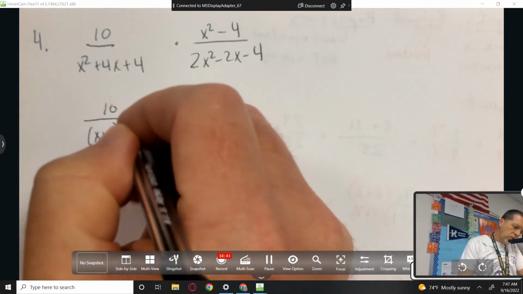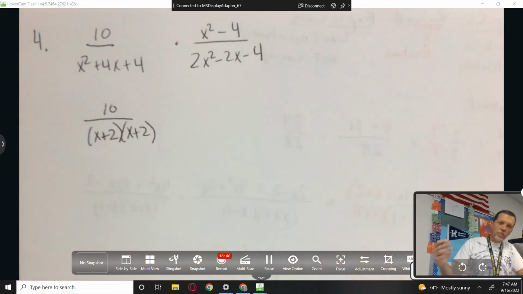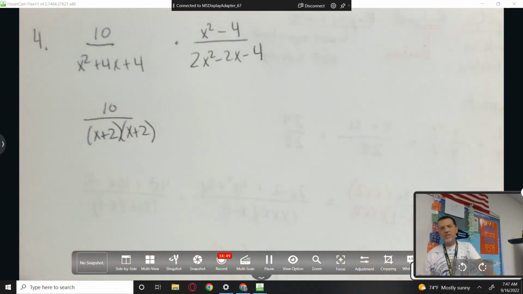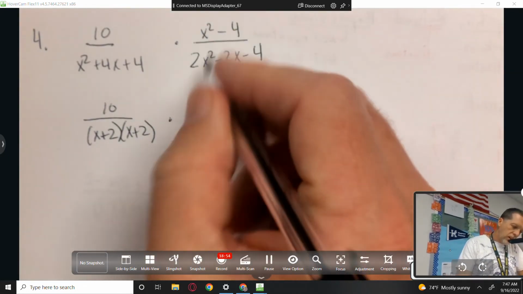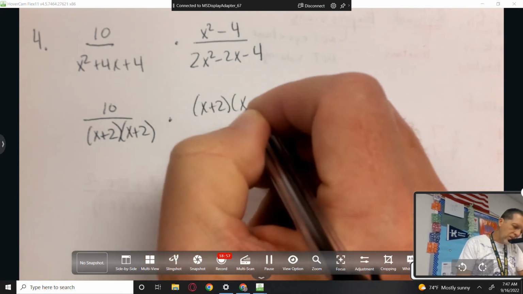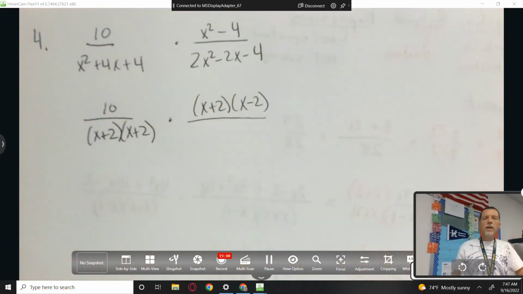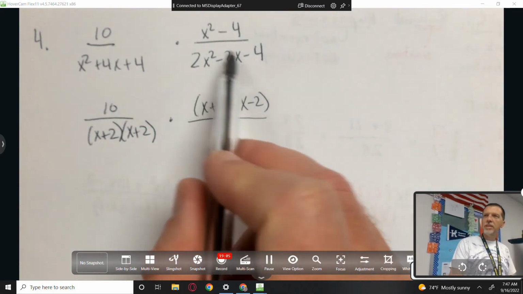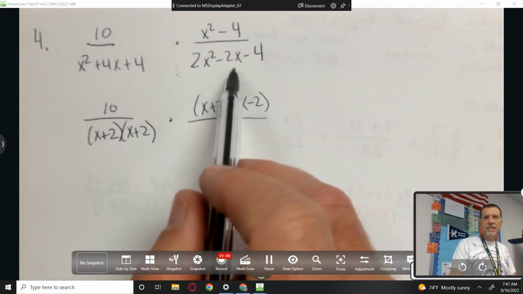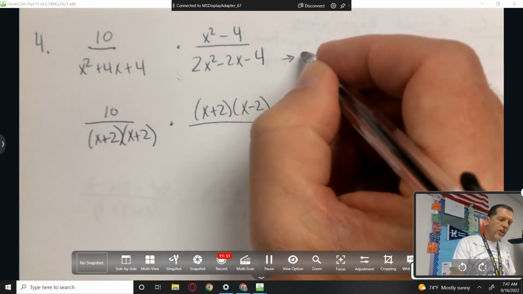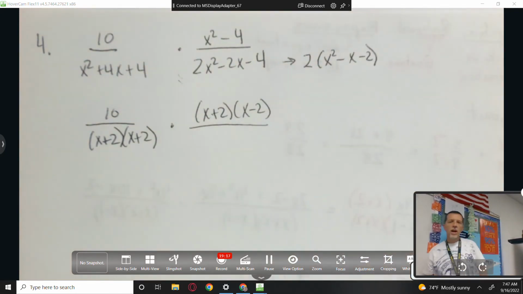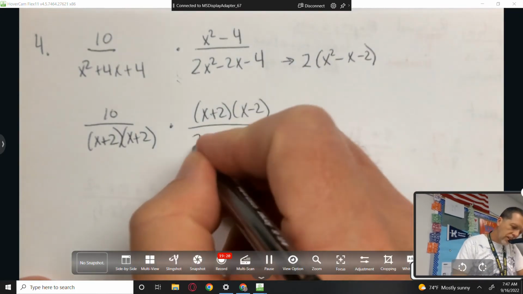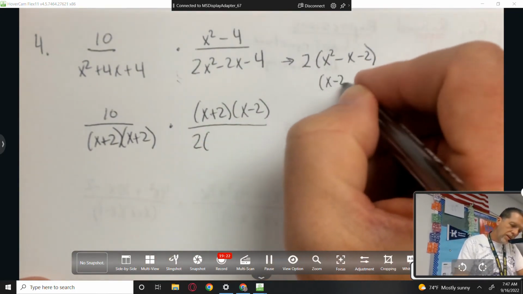So x plus 2 and x plus 2, or x plus 2 squared. But when it comes to canceling, sometimes it's easier to deal with x plus 2, x plus 2. The top would be x plus 2, x minus 2. And then, what do I do with this guy? Well, careful when you say divide by 2. Let's factor out a 2, and then we'll factor what's left. So it'd be x minus 2 and x plus 1.